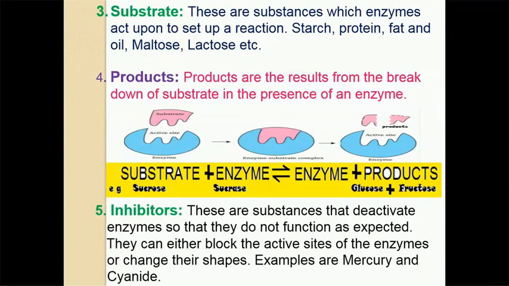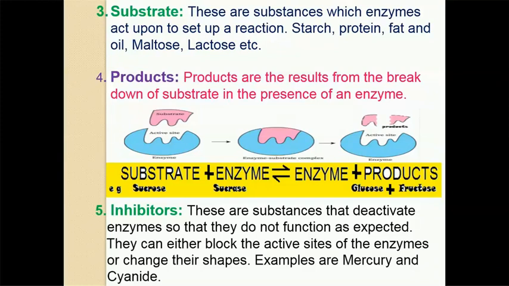In other words, these are the substances that have been broken down by the enzymes in the body. Examples include starch, protein, fat and oil, maltose, sucrose, lactose, and so on. Number 4, products. Products are the result from the breakdown of substrates in the presence of an enzyme. So, when an enzyme breaks down a substrate, what is formed is called products. Take note that the products don't usually look like the substrate.